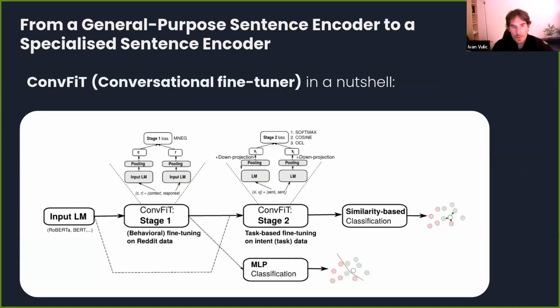Okay, so what we are doing is exactly this ConvFiT conversational fine-tuning procedure, which is a two-stage procedure, and it's covered in the diagram that you can see here. We start from an input language model, and then we do fine-tuning to transform it into a conversational sentence encoder, using Reddit data exactly in the same way as we did with ConveRT, just using much smaller amounts of fine-tuning data. You can already see that this might work better if we want to create similar encoders for other languages like Hungarian, because we will need less Hungarian data, or less data translated from English to Hungarian, to do this Hungarian fine-tuning in stage one, if we reduce the data requirements of Reddit data.